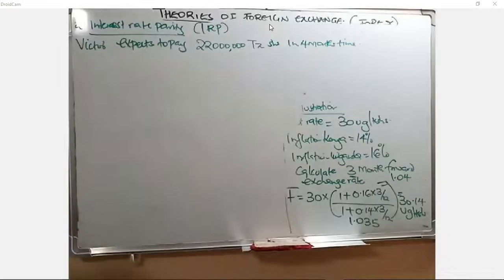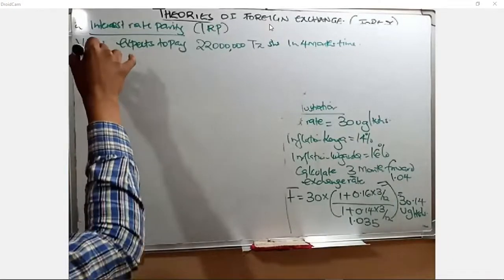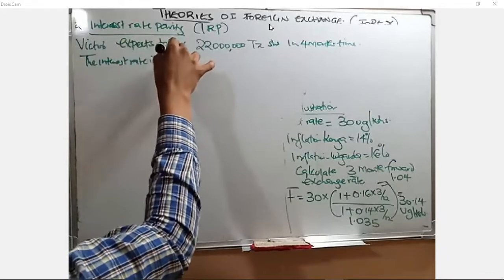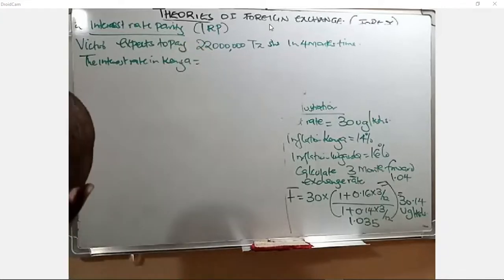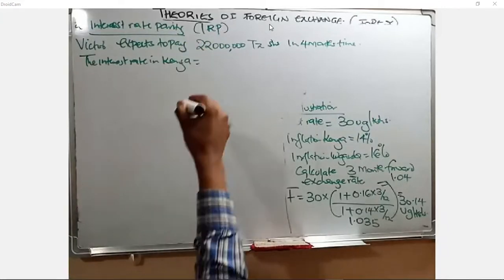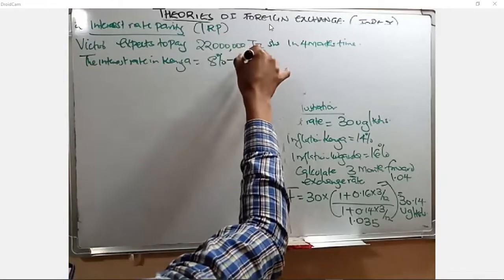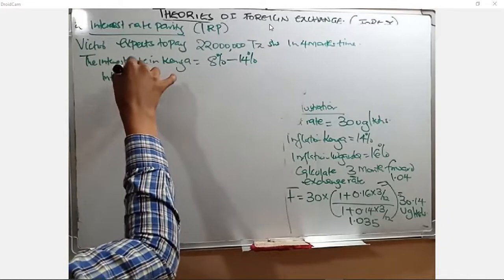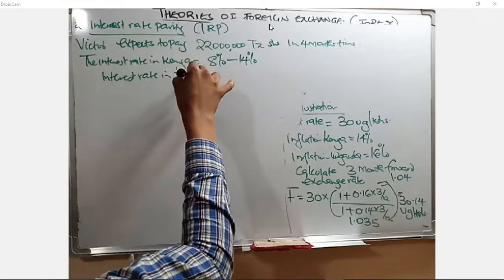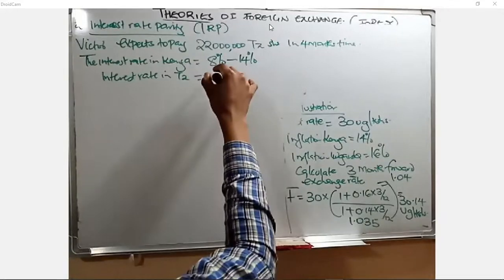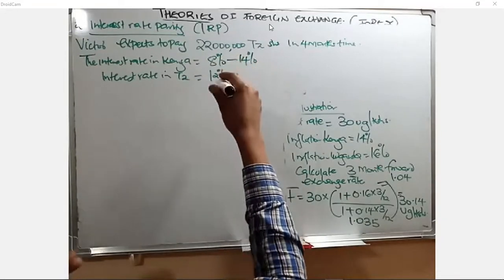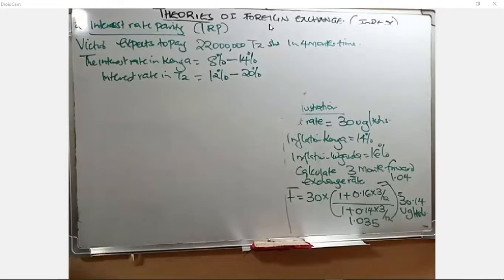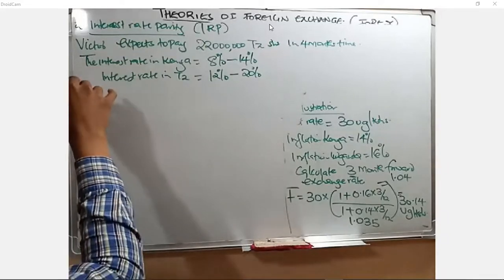The interest rate in Kenya, the examiner has given us 8% to 14%. And then we have the interest rate in Tanzania, which is 12% to 20%. And then the examiner is asking us to calculate the required.